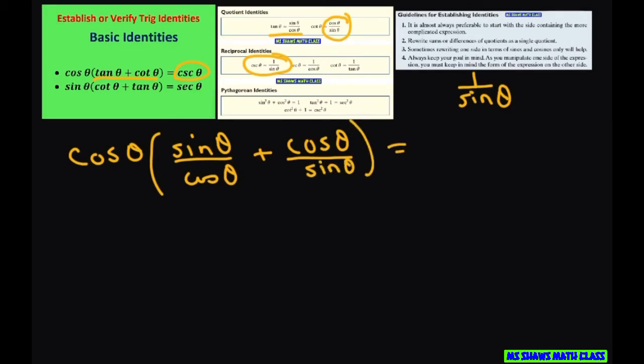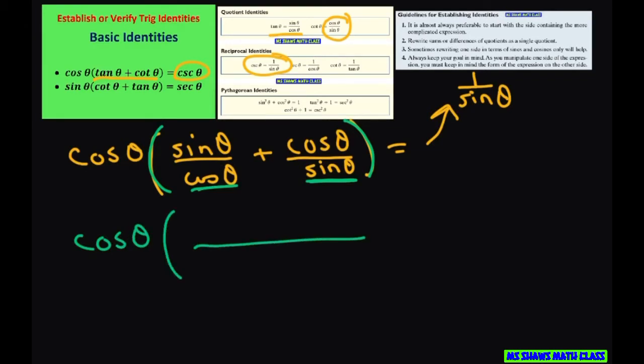Now we want this to equal 1 divided by sine of theta. Now if I'm going to look at this inside right here, I need to get a common denominator. So I'm going to have cosine of theta. And my common denominator, I have to take both of these. So it's going to be cosine of theta times sine of theta. And when you do that, you just do the butterfly and you multiply these two.